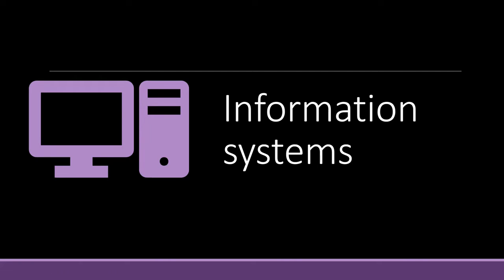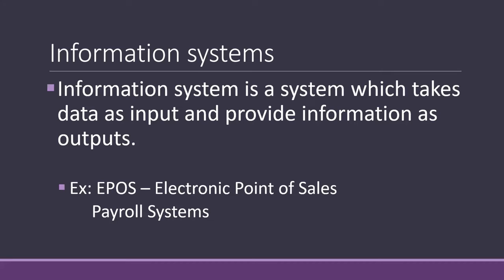Part 2, Information Systems. An information system is also a system which takes data as input, does some kind of process, and provides information as the output. So an information system is also a system, so it has the main three characteristics.